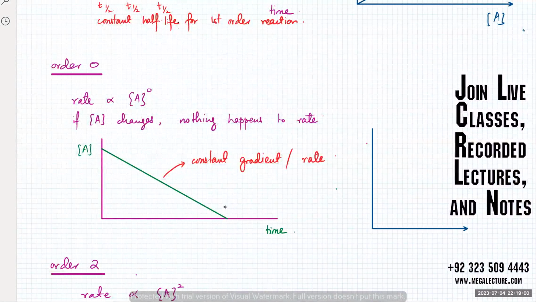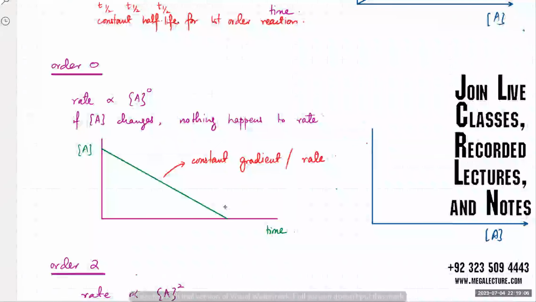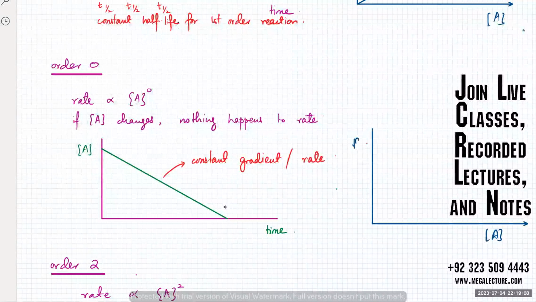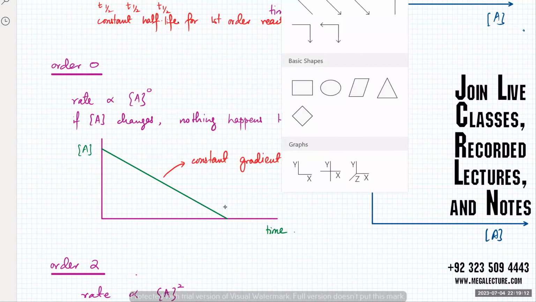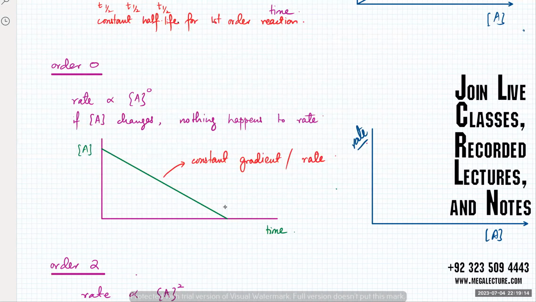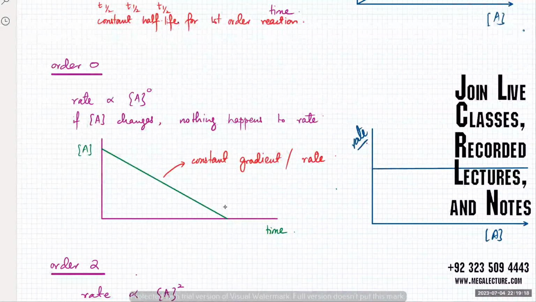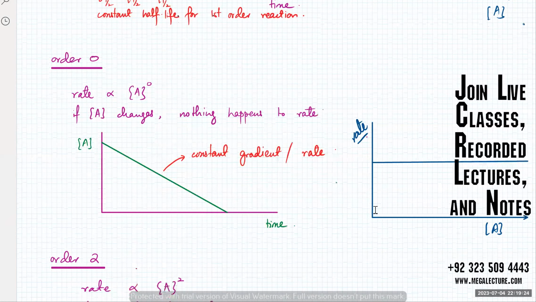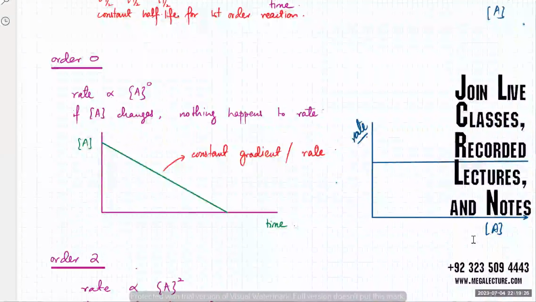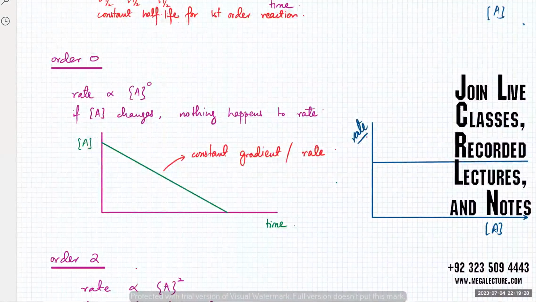Clear? Yeah. In a zero order reaction, if I plot a rate versus concentration of A graph, then that would probably be a straight line, which basically means the rate remains completely unaffected, no matter what happens to A's concentration.